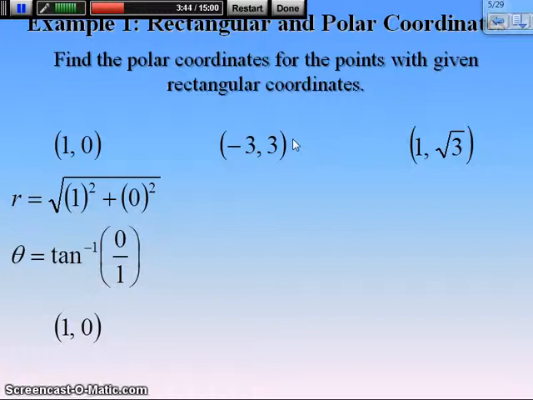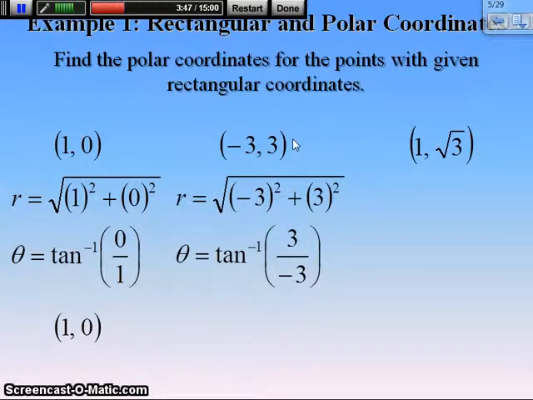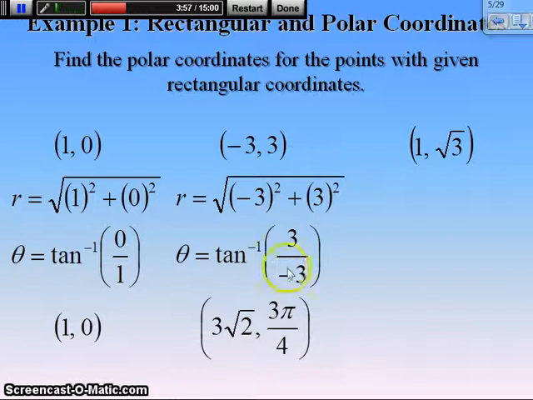Now for negative 3, 3. Again, r is radical x squared plus y squared. Theta is the arctangent of y over x. Simplify the r out, you get 3 radical 2. Simplify the theta out here. Now this one's interesting because you're asking where is tangent equal to negative 1. And on the unit circle there are two places where tangent equals negative 1. There's 3 pi over 4 and then there's 7 pi over 4. How did I know to use 3 pi over 4? 3 pi over 4 is in the second quadrant. And if I were to plot this point on just a regular rectangular coordinate plane, it also would be in the second quadrant. So I'll make it match up.